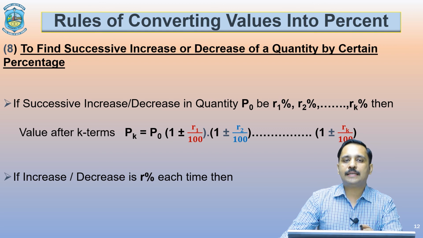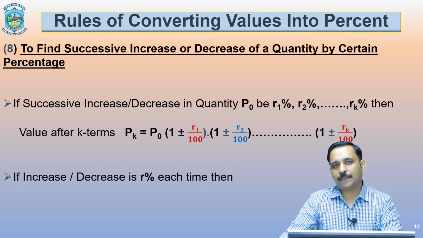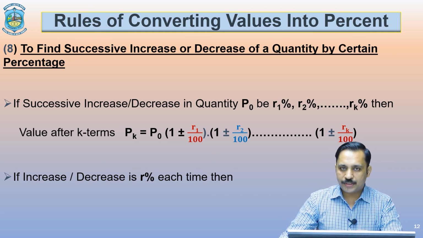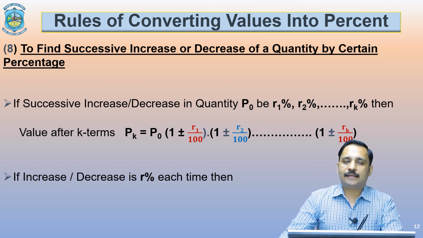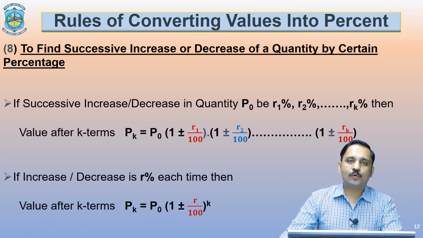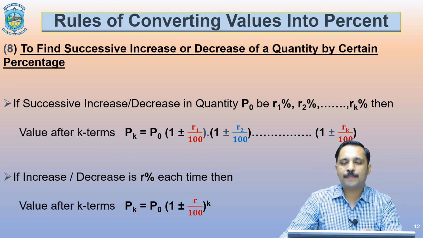If increase or decrease is R% each time, that means there is no variation in the percentage. So, we can write it as P of k is equal to P0 times 1 plus minus R upon 100 whole raised to power k, where k is constant. Here if there is an increase we will use the plus sign, if there is a decrease we will use the negative sign.